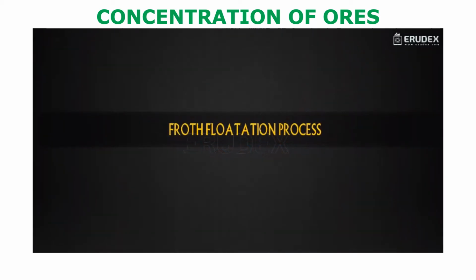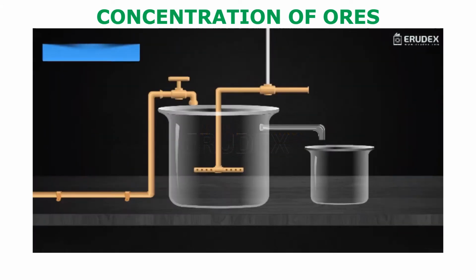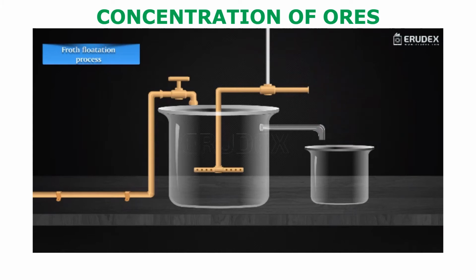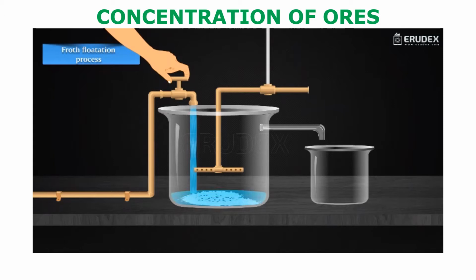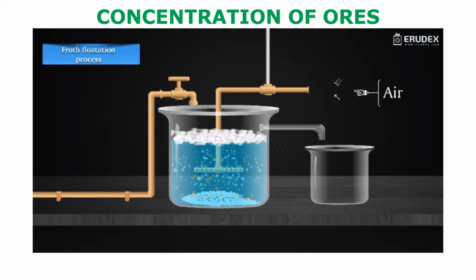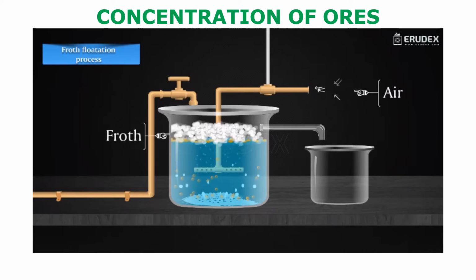Froth flotation process. This method is used for the concentration of the sulfide ore. The powdered ore is taken in a tank and some water is added. Add some pine oil to it. The compressed air is passed through the contents of the tank. The froth, being lighter, rises to the top of the tank along with the particles of the sulfide ore sticking on it.